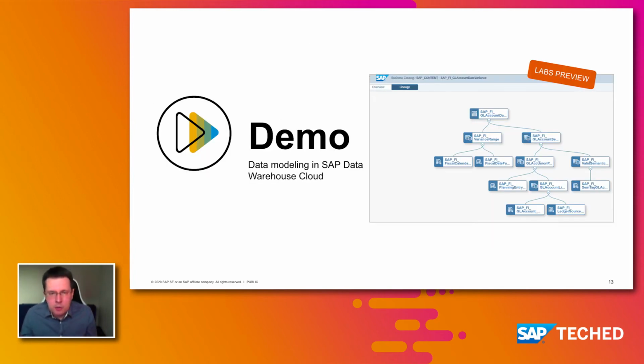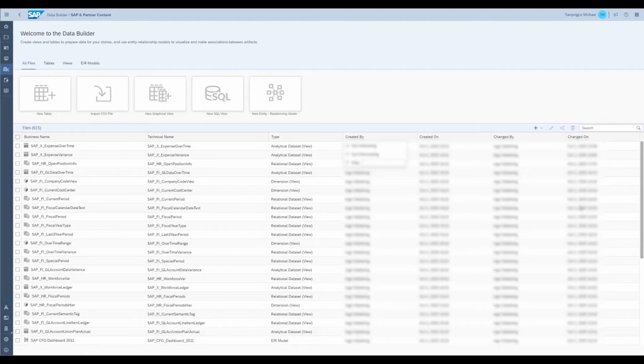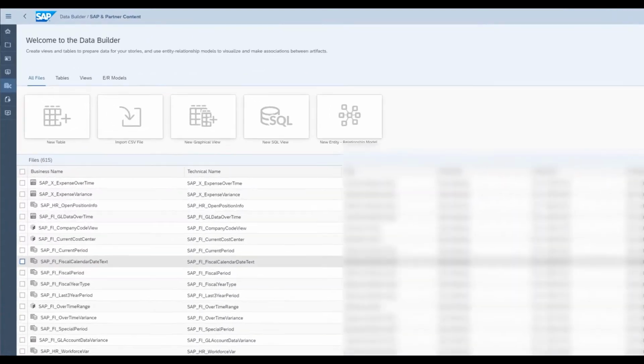Now let's have a short demo of the data modeling capabilities in SAP Data Warehouse Cloud. Let's take a look into the SAP Data Warehouse Cloud, and specifically the Data Builder section, in which you can create views and tables to prepare your data for consumption through SAP Analytics Cloud. SAP delivers pre-built domain models as best practice content. This content, such as the Financial Analytics Dashboard, is available for import from the SAP and partner content space.